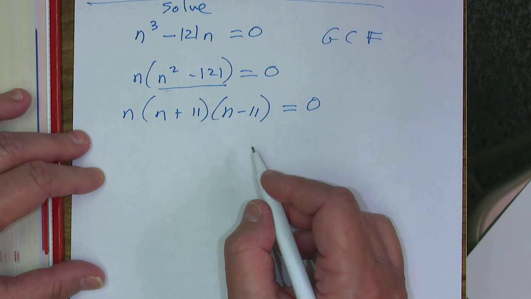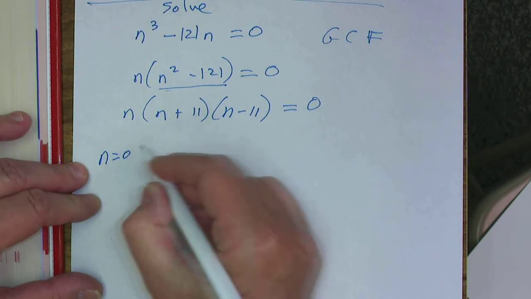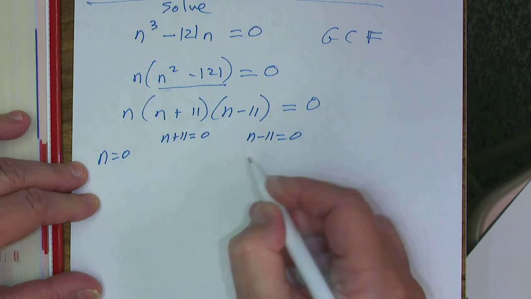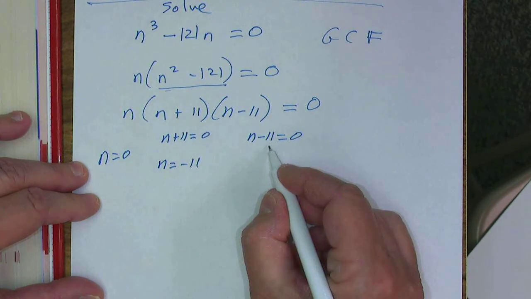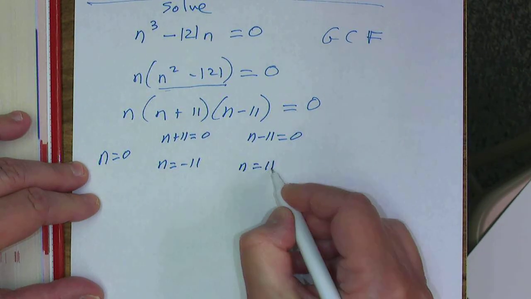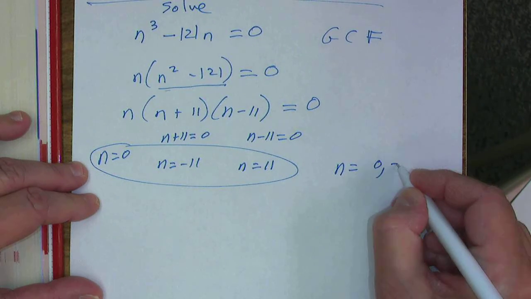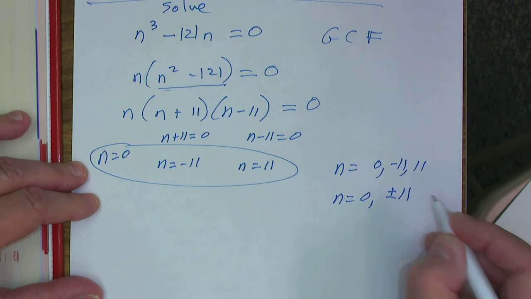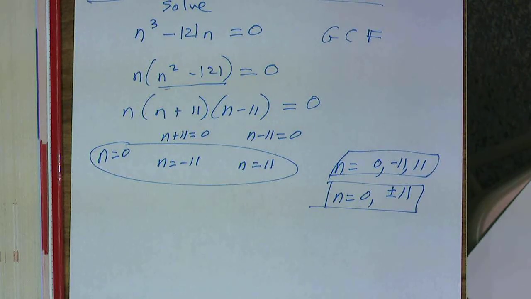Set each factor equal to 0. n equals 0. n plus 11 equals 0. n minus 11 equals 0. Subtract 11. n equals negative 11. Add 11. n equals 11. There are your answers. You can write n equals 0, negative 11, positive 11. Some books will say 0, plus or minus 11. You can write it any of those ways.